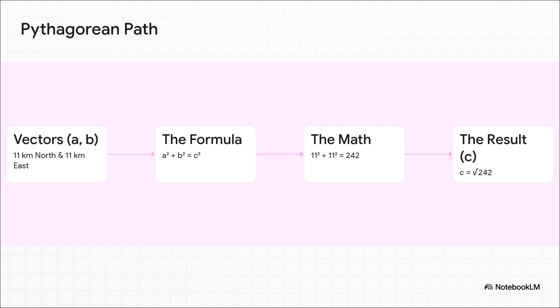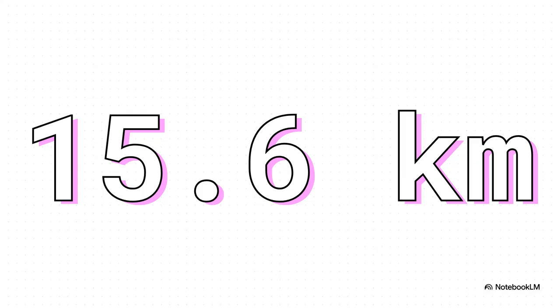We've got our two vector paths, 11 kilometers north and 11 kilometers east. We can plug those right into the formula. A squared plus B squared equals C squared. So that's 11 squared plus another 11 squared. That gives us 242. To find C, which is that straight line distance, we just take the square root of 242. And the answer is, drumroll please, 15.6 kilometers. This is that aha moment. He walked 22 kilometers, but as the crow flies, he's only 15.6 kilometers from where he started. That's the magnitude of his displacement.